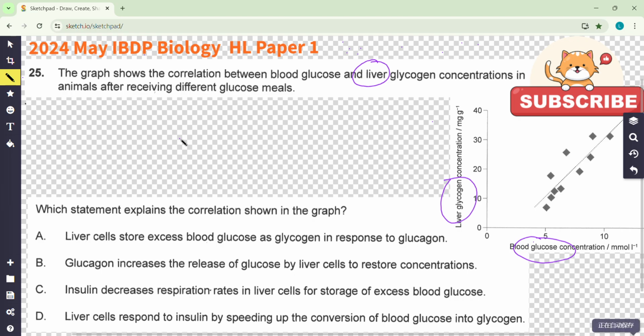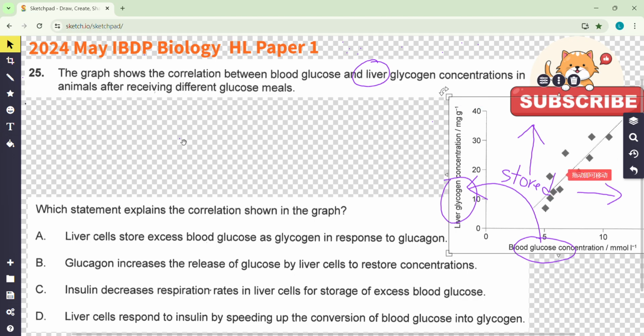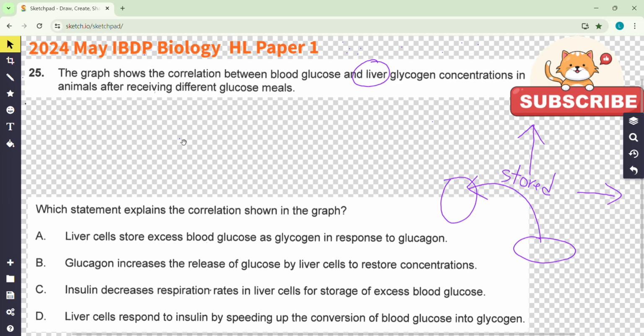When the blood glucose level is high, the glycogen level also high. Why? Because the liver transformed or stored the glucose as glycogen to lower the blood glucose level, to try to store it. Okay, and then you need to learn when to stop. This is the only thing that you need to get from the diagram. Give it the context, and then you can forget it.